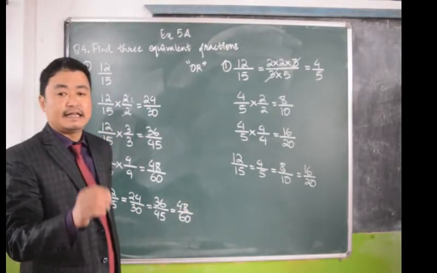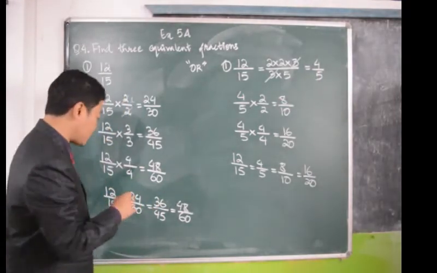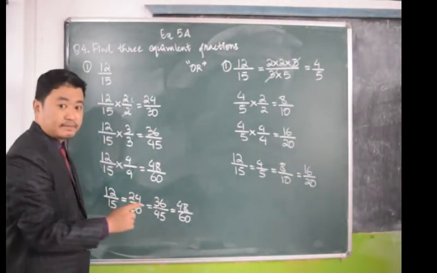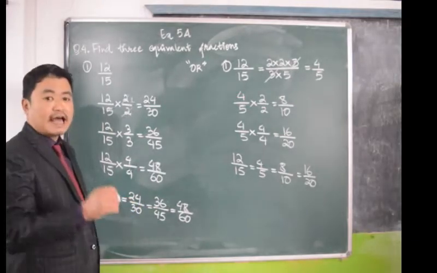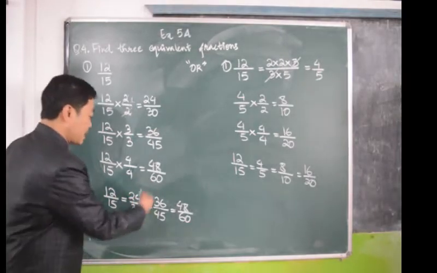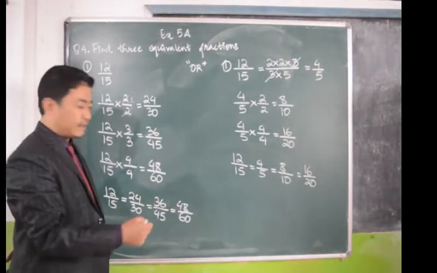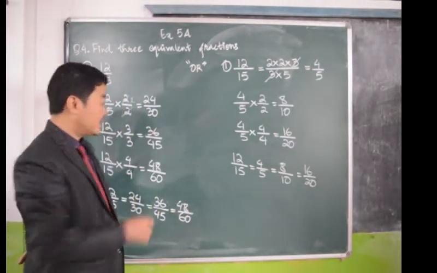That means these, though the numbers are different, their values are the same. So that is why I have written the equal to sign. That means 12 divided by 15 has the same value as 24 divided by 30. Similarly, it has the same value as 36 divided by 45 and the same value as 48 divided by 60. Okay, this is the easiest one.